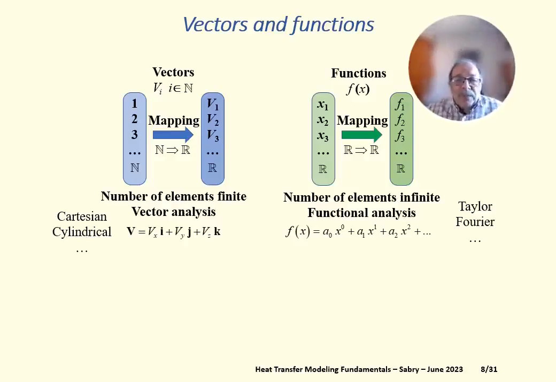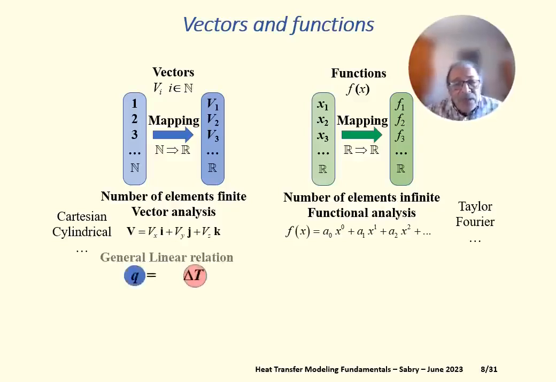Usually, we never deal with an infinite series. We always have to truncate it. And when we truncate it, we have a finite set of coefficients, a naught, a1, etc. And hence, the function becomes a vector, simply.